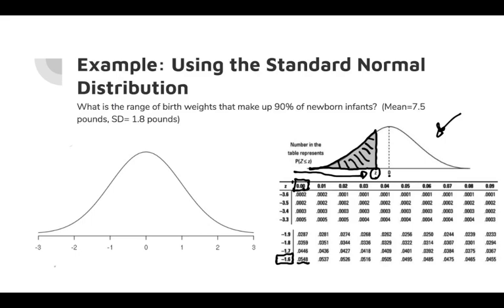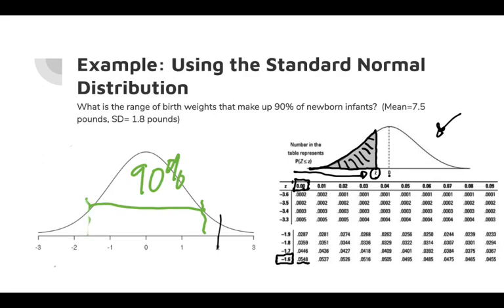Now, we want to know 90%. I know that between here and here is 95%. So we know that we're going to be somewhere in here and somewhere in here. So let's just draw this out and say, okay, this is going to represent 90%.